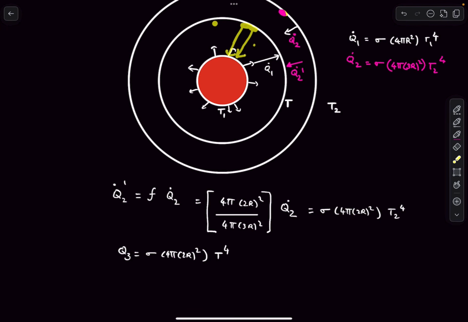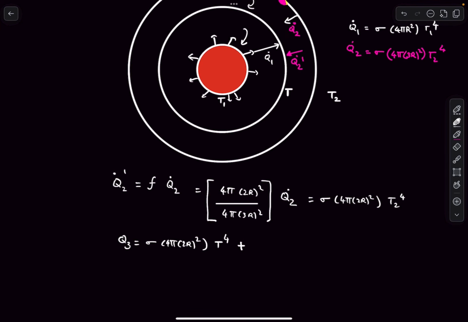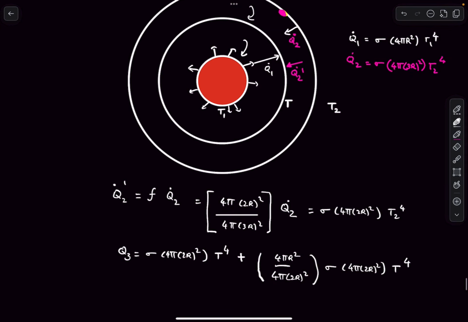If you observe, some of the radiation from the middle shell will intercept the first shell. Here we have to use the view factor logic, because only a fraction of the rays will hit the inner shell, and that fraction is the area of the inner shell divided by the area of the middle shell. So the fraction is going to be 4 pi r squared divided by 4 pi into 2r squared, times the total heat transfer rate, which is sigma 4 pi 2r squared times T to the power 4. So these are the heat transfer terms.